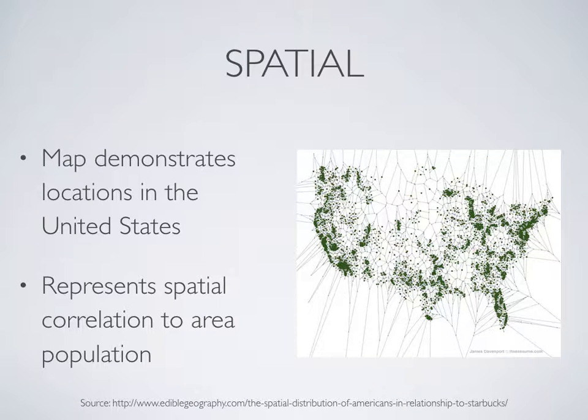So for spatial, you can see I have a map here, and it demonstrates all of the locations in the United States. And this represents the spatial correlation to the area population. So more heavily populated areas have more Starbucks locations in them.